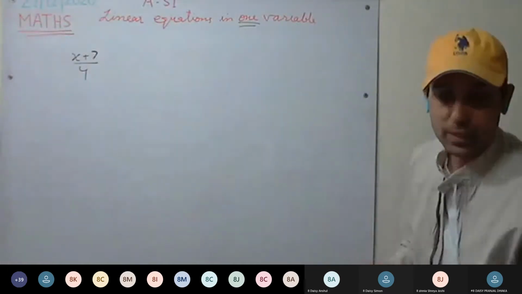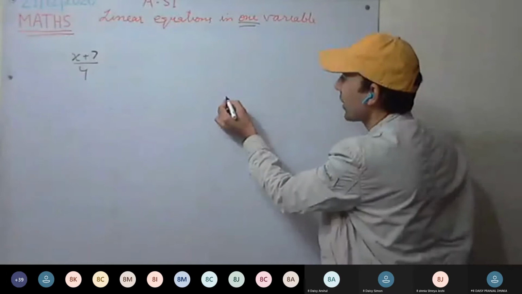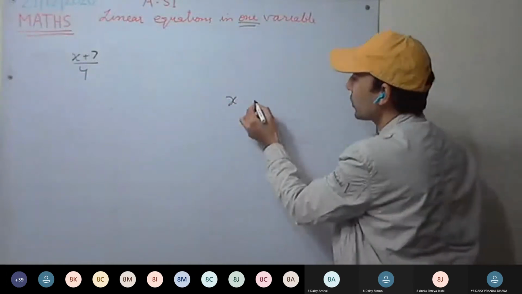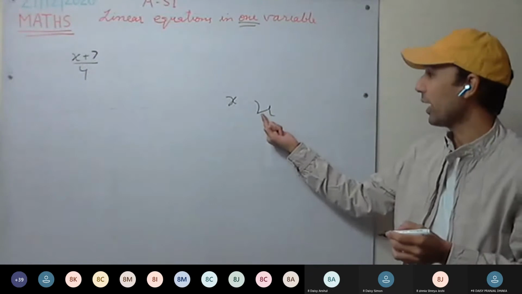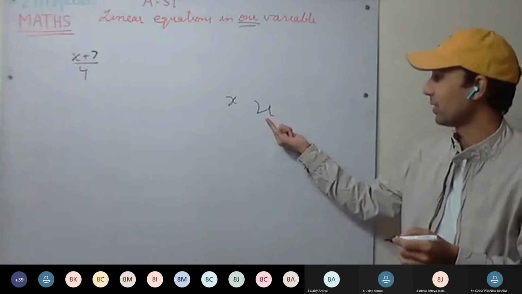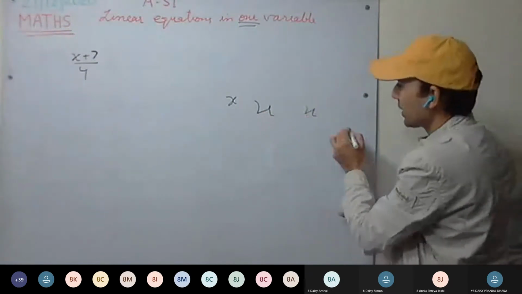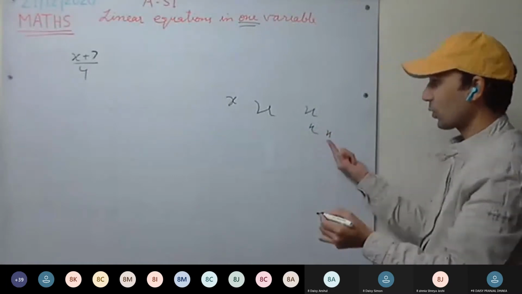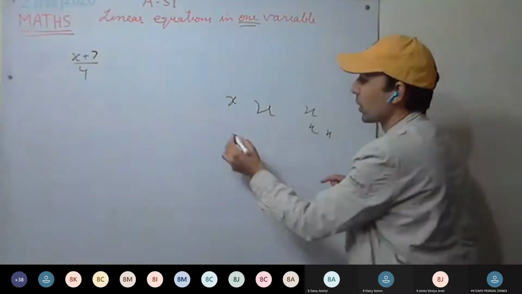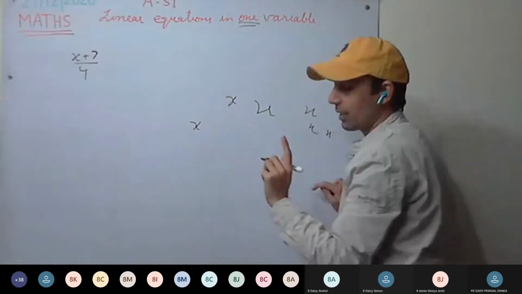Now always remember, when you write x, write it properly. I have seen students writing it like this as well, so sometimes they get confused between x and 4. Sometimes they write it like this, so you may confuse it with 4. So always write this number correctly, okay?